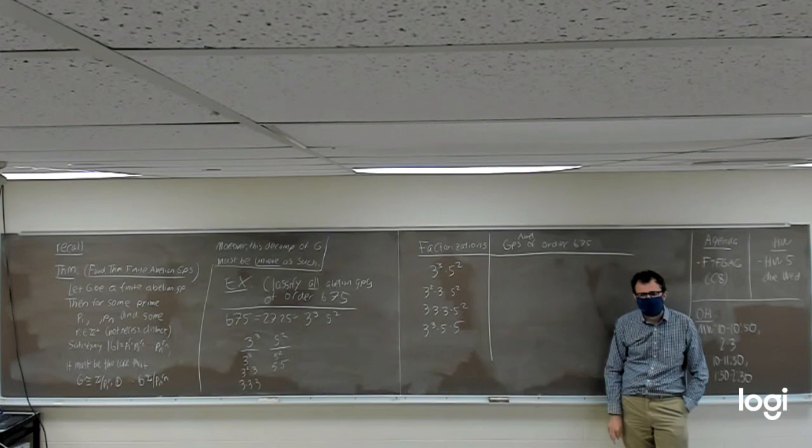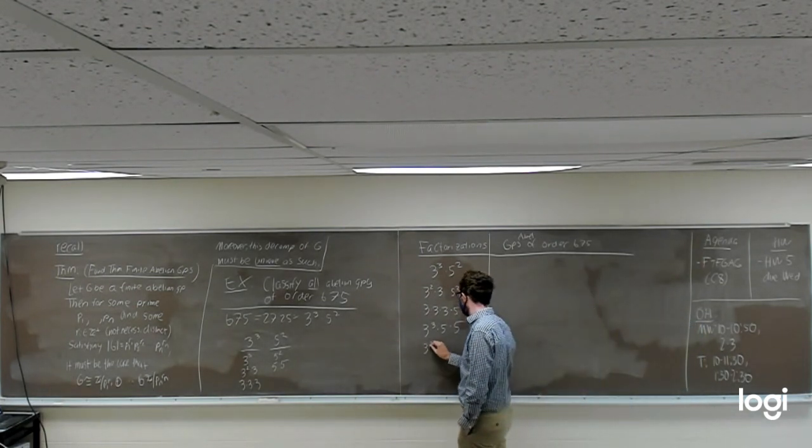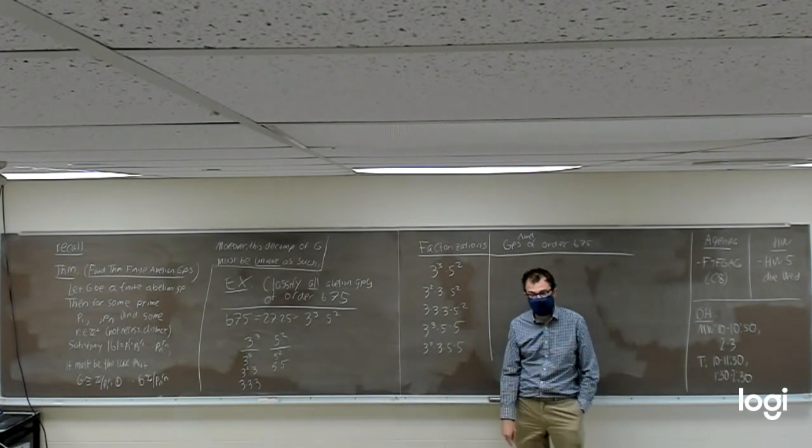What would be another way we could do this? Yeah, Kelly? 3 squared times 3 times 5 times 5. Well, I like this. You all are coming up with the list in the same order I have it in my notes.